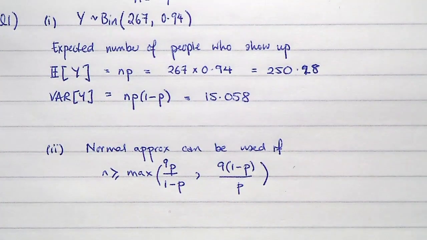So I've got to multiply by 9 the ratio p divided by 1 minus p, and 1 minus p divided by p. Take the maximum of these, and if it's less than the number of elements in my sample, then it's okay to use the normal distribution. So let's plug in the numbers that we've been given.